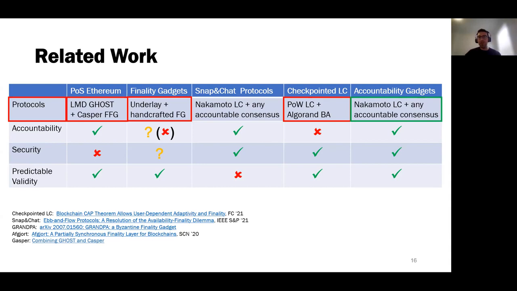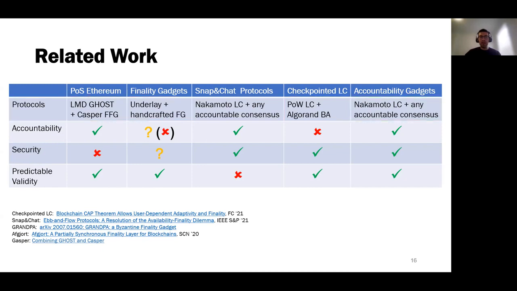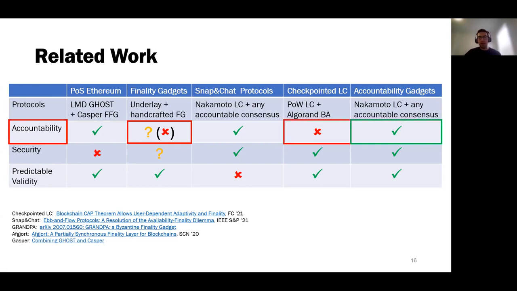We also observe that the analysis of the checkpointed longest chain uses a proof-of-work longest chain protocol, whereas the accountability gadgets analysis holds for proof-of-stake longest chain protocols as well. The second axis of comparison is accountability. We have observed that accountability gadgets provide accountability. On the other hand, accountability is not a major goal for many of these finality gadgets, which are designed to preserve safety over periods of network partition. The same holds true for the checkpointed longest chain. In particular, Algorand BA was shown to not be accountable. Thus, checkpointed longest chains cannot provide accountability as well.